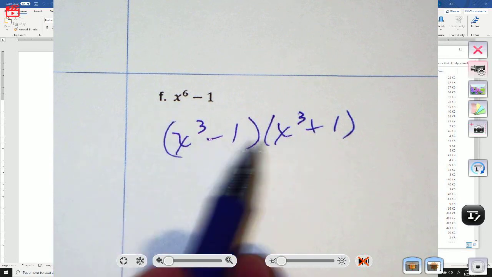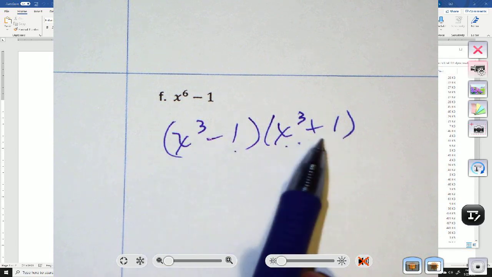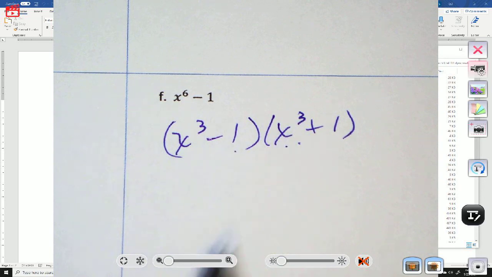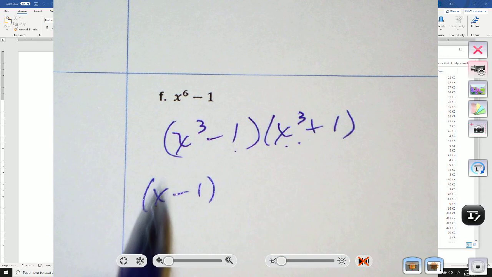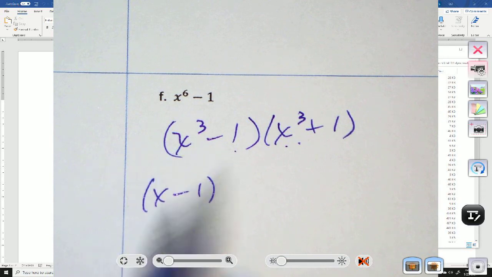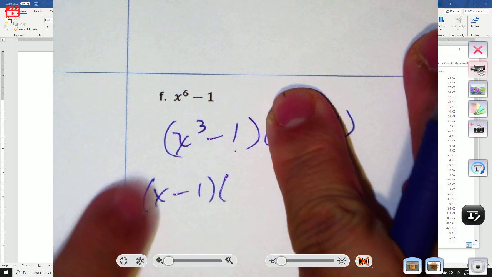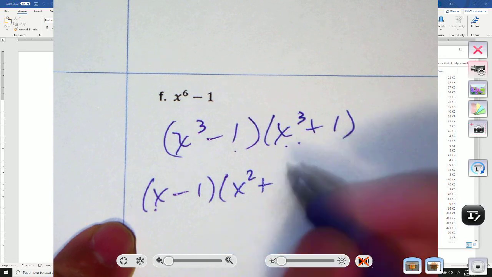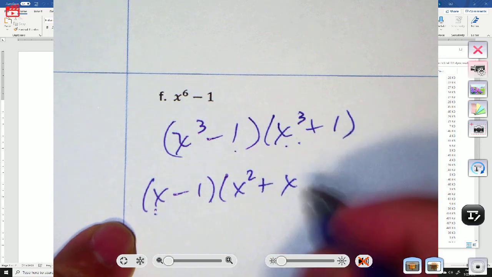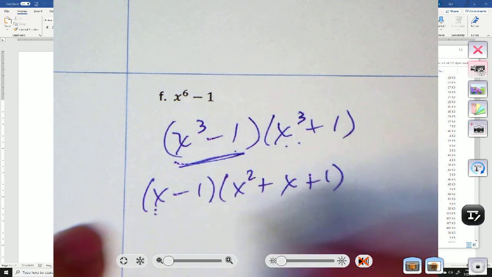And now look what we got. This is a difference of two cubes, and that's a sum of two cubes. So we got the sum and difference formula. So using the difference formula first, it's going to be x minus 1, right? Cube root of x cubed is x. Cube root of 1 is 1. Keep the sign. Go ahead and square that. So it's x squared. Change the sign. Multiply x times 1 is x. Plus 1 squared is 1. So this x cubed minus 1 turns into that as a difference of two cubes.